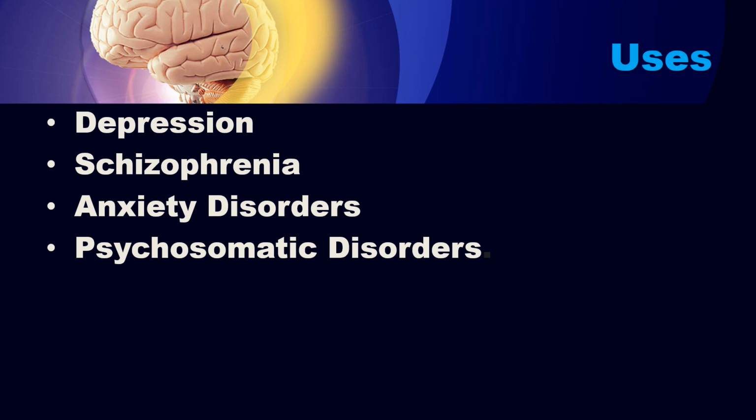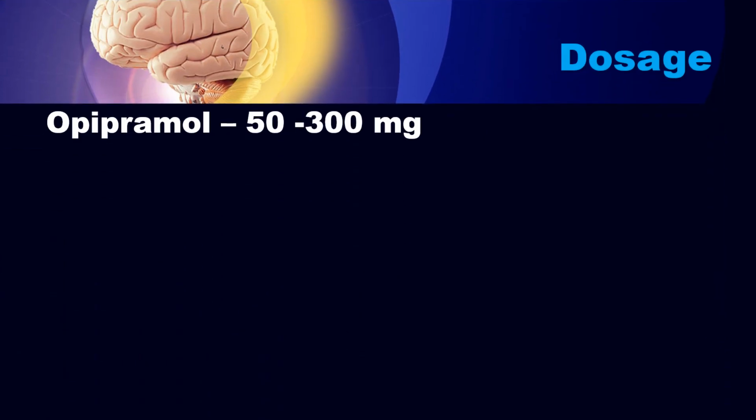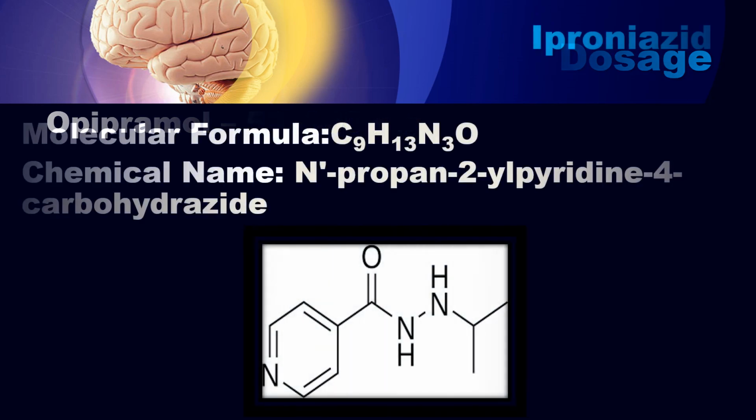Uses. It's been used to treat depression, schizophrenia, which is a serious mental disorder, anxiety disorders, psychosomatic disorders. Adverse effects. It causes dry mouth, a stuffy nose, constipation, drowsiness, dizziness, increased sweating, blurred vision, speech impairment, tremor and liver dysfunction. Dosage. Opipramol is being given to the patient in the range of 50 to 300 mg.